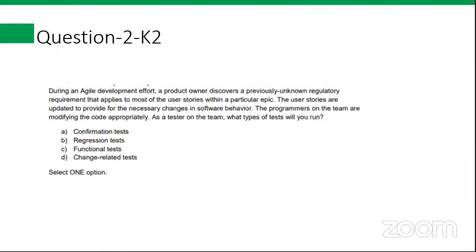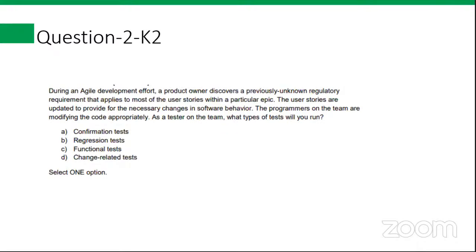So here comes your next question. During an agile development effort, a product owner discovers a previously unknown regulatory requirement that applies to most of the user stories within a particular epic. The user stories are updated to provide for the necessary changes in software behavior. The programmers on the team are modifying the code appropriately. As a tester on the team, what type of test will you run?